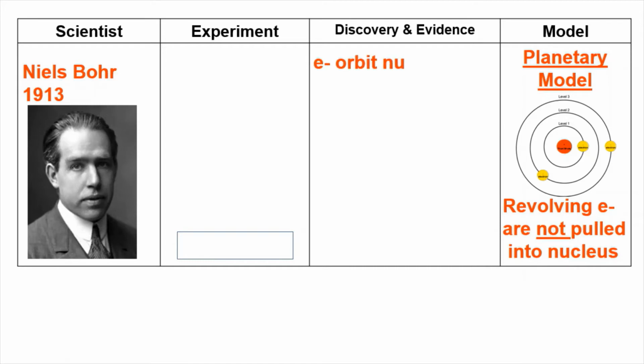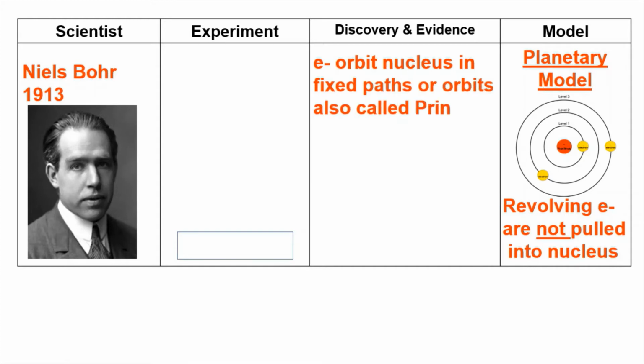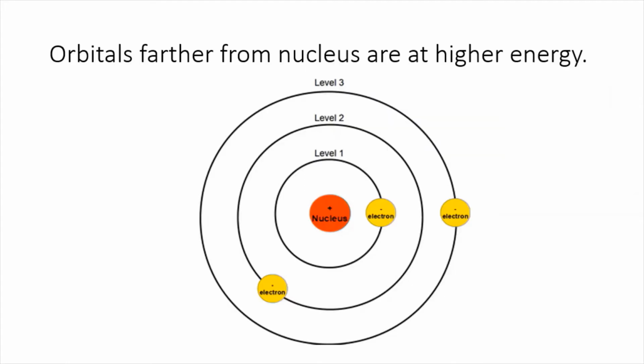So his discovery, we're going to write down, is that the electrons orbit the nucleus in fixed paths or orbits. We can also call those principal energy levels, which we can abbreviate as PEL. We can also call them shells. So in Bohr's model, he pictured electrons in these orbits, and the orbits or the energy levels that are closest to the nucleus would be the lowest energy levels. And then radiating out from the center, you would have larger and larger energy levels as the circle got bigger, and the farther out you move from the nucleus, the higher energy those energy levels would have.